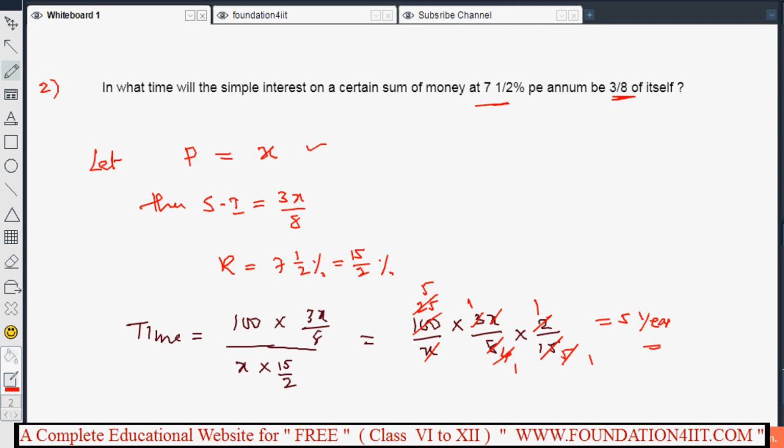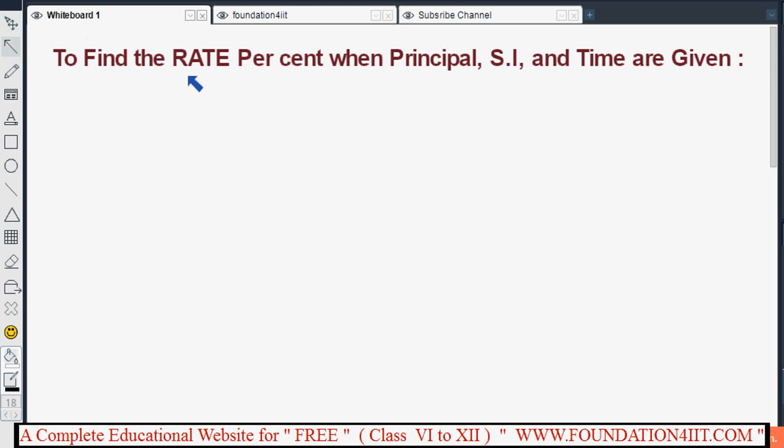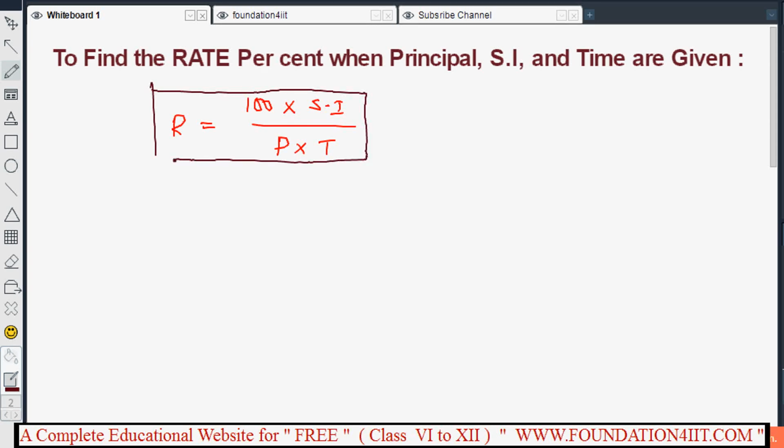Okay. Now we'll see how to find out the rate percent also, when principal, simple interest and time are given. So here we need to find out the rate percent when principal, simple interest and time are given. The formula is simple. From the simple interest formula only we can make this. So directly I am writing the formula. Rate percent, that R, is equal to 100 into simple interest by P into T, that is principal into time. This also you can write from the simple interest formula only. Nothing is new or different here.